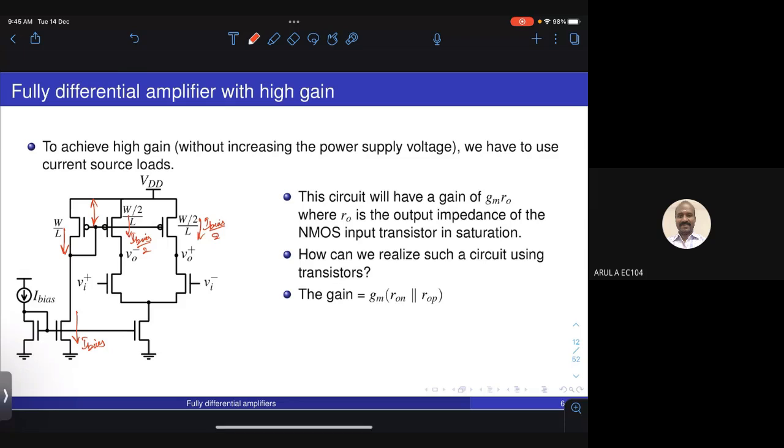In order to generate this I bias by 2, all that I need to do is, if this transistor has a geometry of W by L, these two transistors each should have a geometry of W by L by 2, half of W by L.